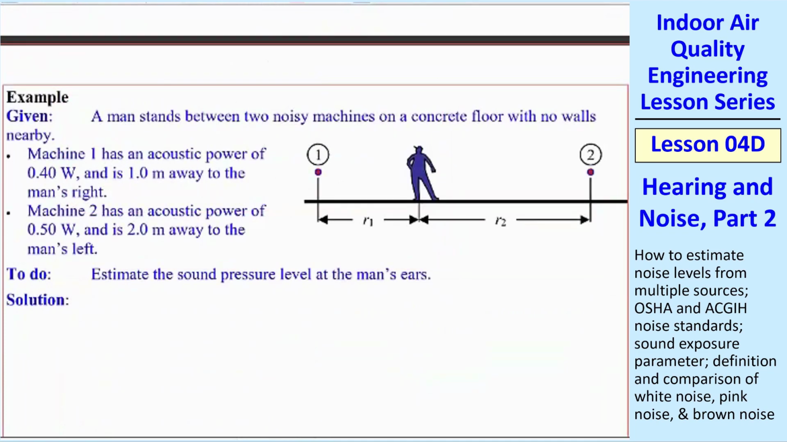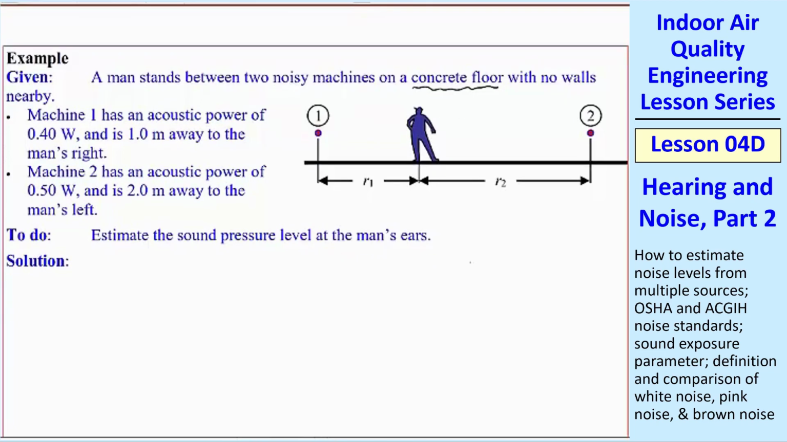Let me do an example. There's a man standing between two noisy machines on a concrete floor. That means it's a hard surface reflection, no walls nearby. So that tells us that Q is 2. Machine 1 has an acoustic power of 0.4 watts. It's 1 meter to the man's right. Machine 2 has acoustic power of 0.5 watts, 2 meters away to his left. Estimate the sound pressure level.